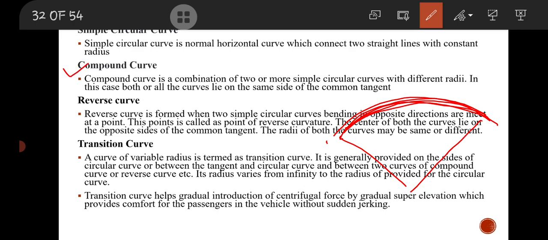Then the compound curve: if more than two curves are combined, then this type of curve is called a compound curve. That curve may have the same radius or different radii.